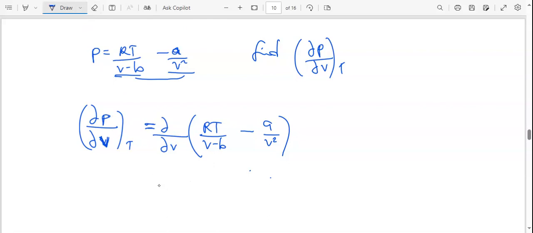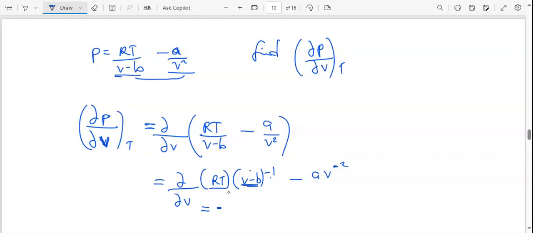I mean, to differentiate. So partial in V. Then what I'm going to have here is R, T. This one will come to the top, so it will be V minus b to the power of -1, minus a, V to the power of -2. So there will be just change in V. We are only interested in the change in V in this case. We use the power rule so that this power will come in to give us negative. These are, we won't touch them because they are not our area of interest.